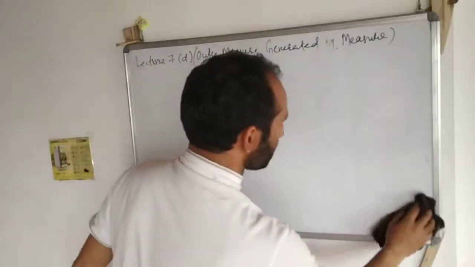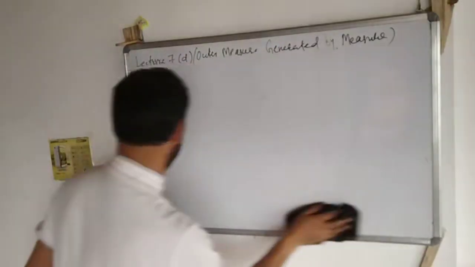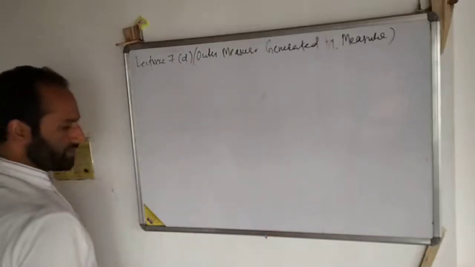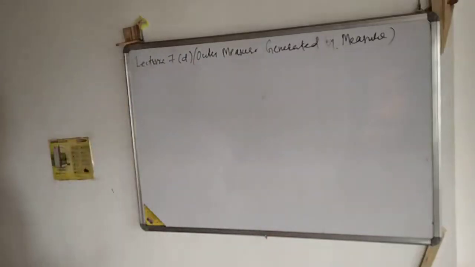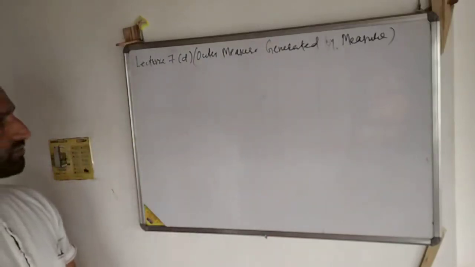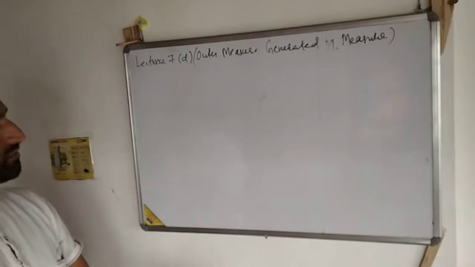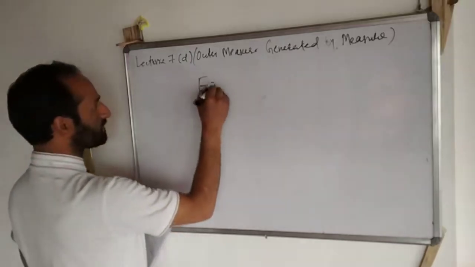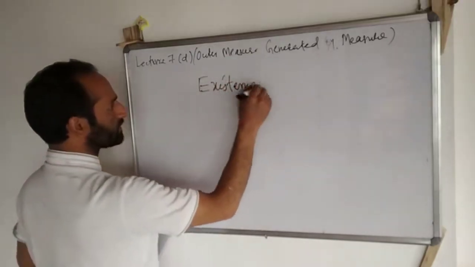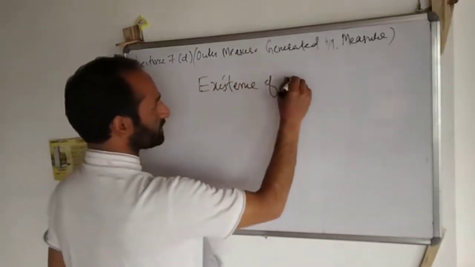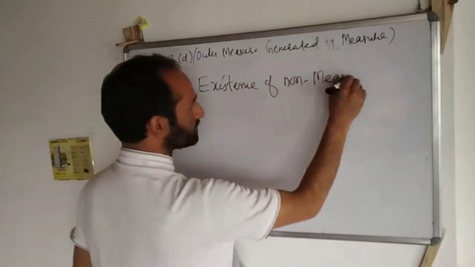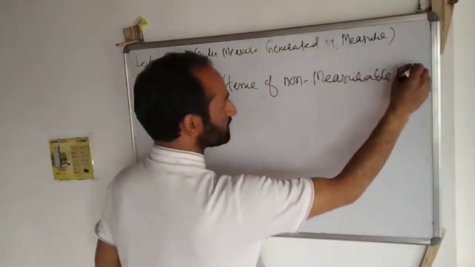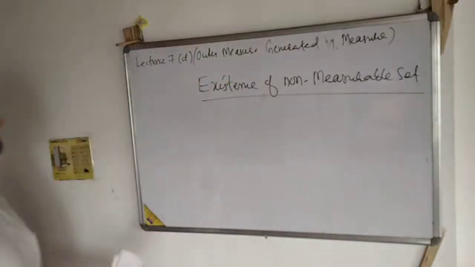So you can construct a number of examples. Abstract examples you can construct, but there is one real example, a subset of the closed interval [0, 1], which is not Lebesgue measurable. First we give an abstract example of the existence of a non-measurable set.